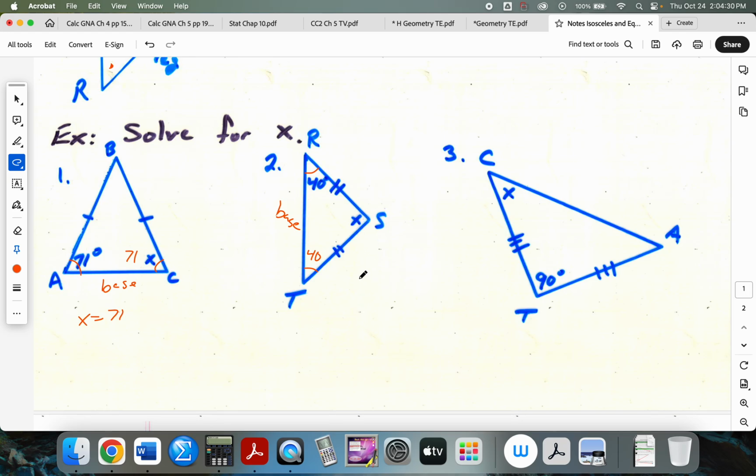They asked us for this angle, so I'm just going to go, okay, well, add those two together. So that's 80. Subtract from 180. Tells me this angle is 100. Okay, questions about that?